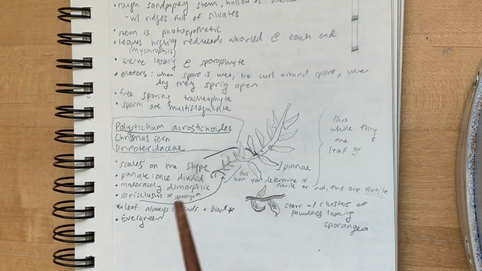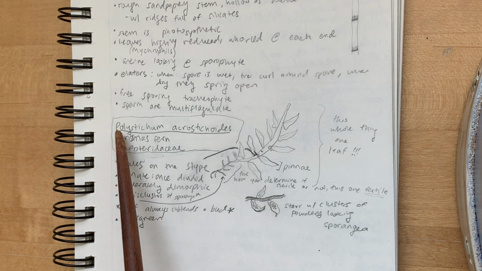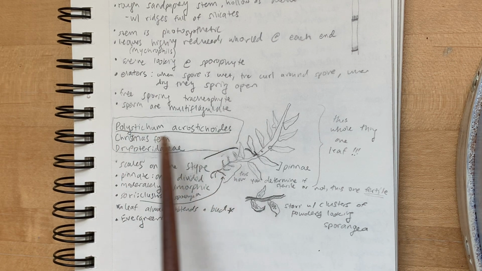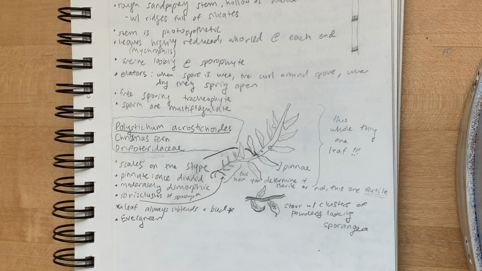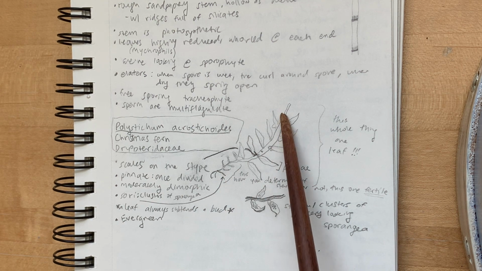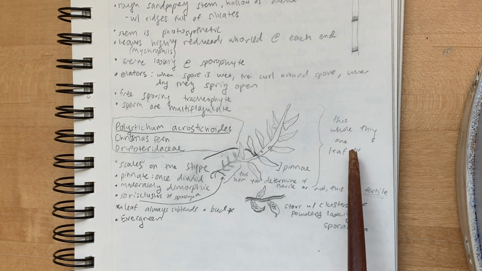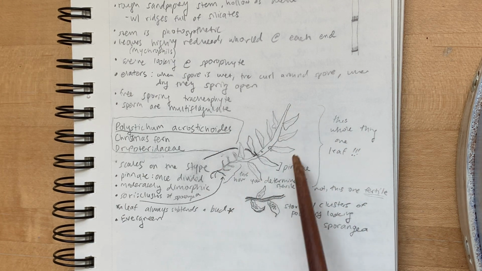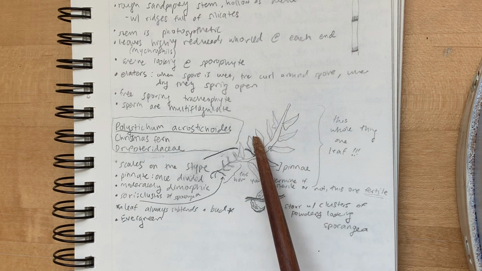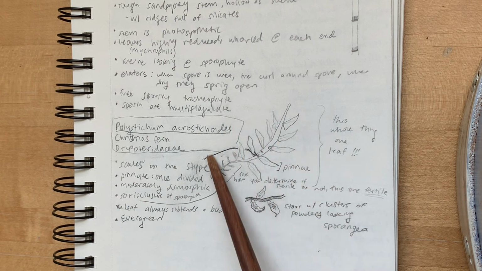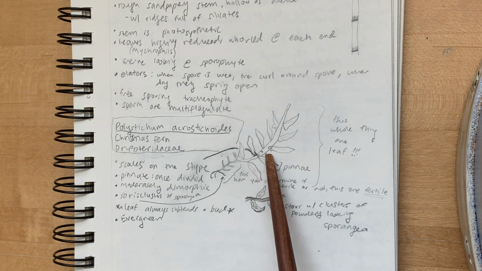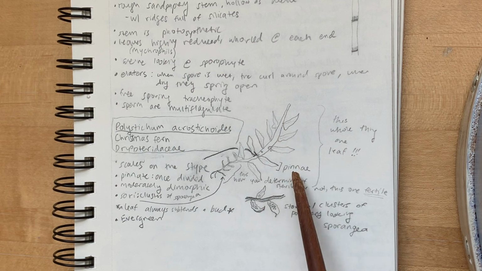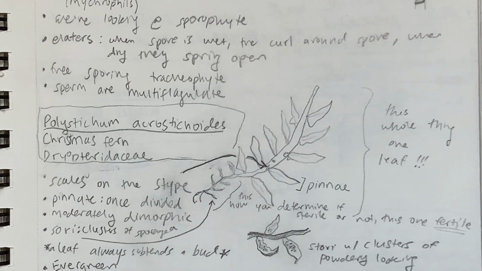And then, an absolute classic is Polystichum acrostichoides, which is also known as the Christmas fern. Here you can see the larger structure, and this whole thing is just one leaf. So rather, these are not individual leaves, they're called pinnae, and this whole structure is the leaf. It's pinnate, which means once divided, and these are each individual pinnae.